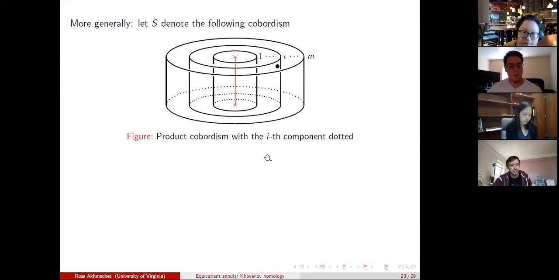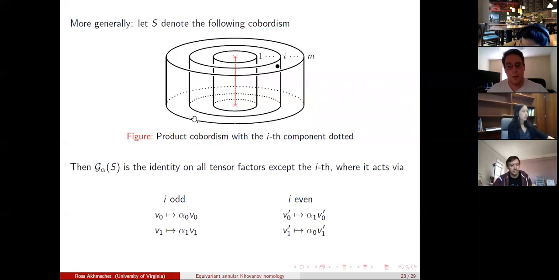Oh yeah, right. So here's the more general example. Consider this cobordism. You have M essential circles, and you just take the product cobordism of those, and the ith component carries a dot. All the other ones are undotted. So I'll try to illustrate that here. This is more general than the previous example. Of course, the map assigned to this, G alpha of S, is the identity on all the tensor factors except on the ith one.